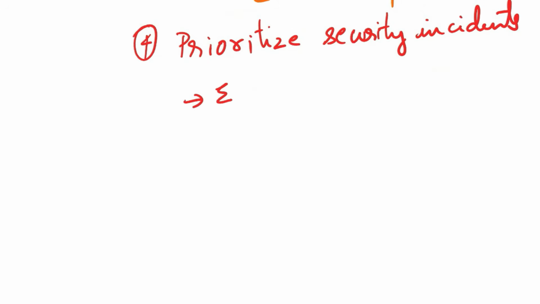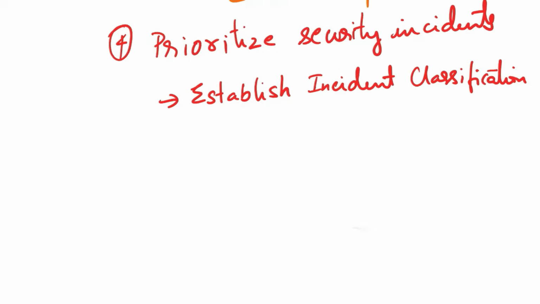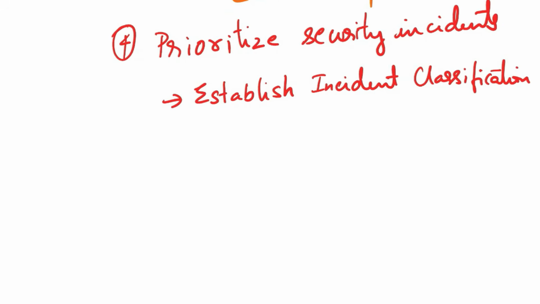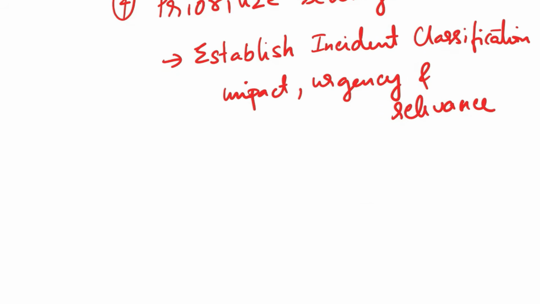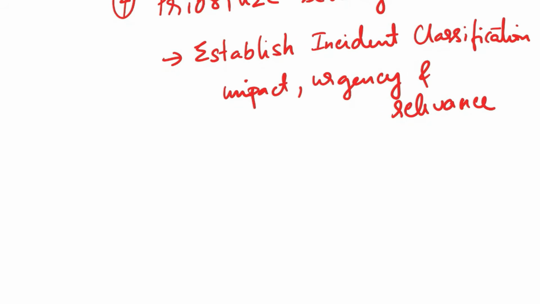First is to establish incident classification. That is, create a classification system for security incidents based on their impact, urgency, and relevance to the organization. Common classifications may include critical, high, medium, and low.